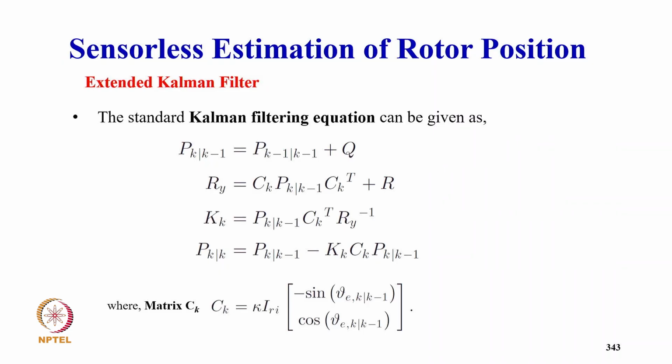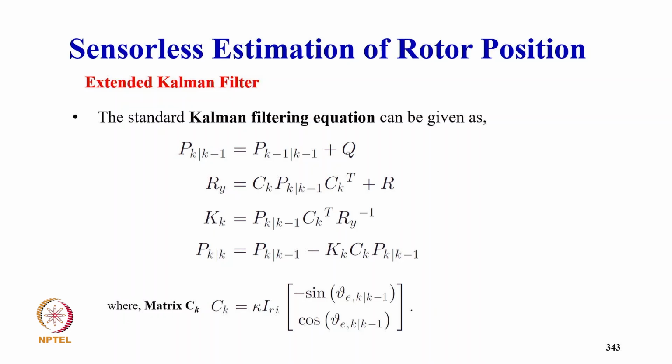And the extended Kalman filter equations can be written: Pk given k minus 1 equal to Pk minus 1 plus Q, and Ry equal to Ck Pk given k minus 1 Ck transpose plus R, and K equal to Pk given k minus 1 Ck transpose Ry inverse, and similarly Pk equal to Pk given k minus 1 minus K Ck Pk given k minus 1.